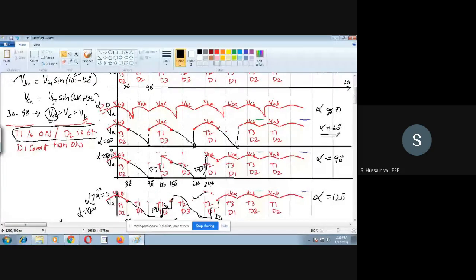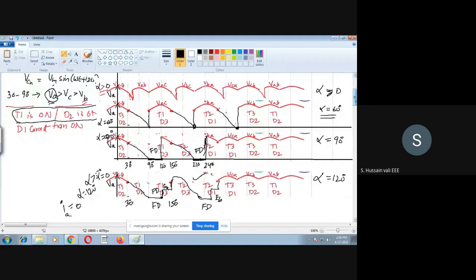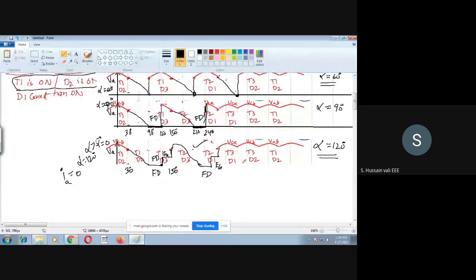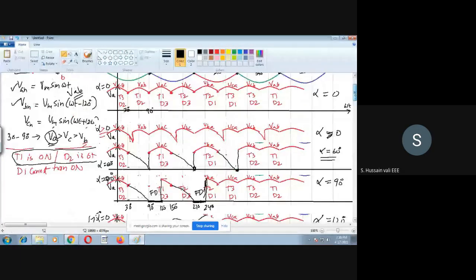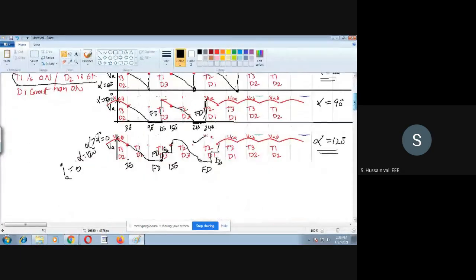If you increase the value of alpha to 60 degrees, then the voltage touches 0. When alpha is equal to 90, it touches 0 and maintains 0 for some duration. During that duration, the freewheeling diode conducts. When alpha is still greater than 90, say alpha is equal to 120, then the freewheeling diode conduction also stops. Then the total current in the armature will become 0. When it is 0, the output voltage is the same as the back EMF. So this is the output voltage for different values of alpha.